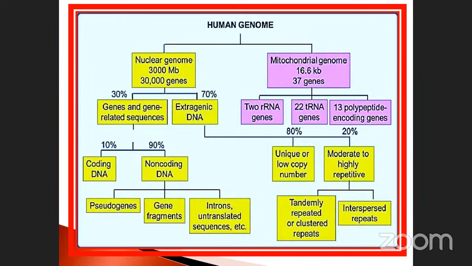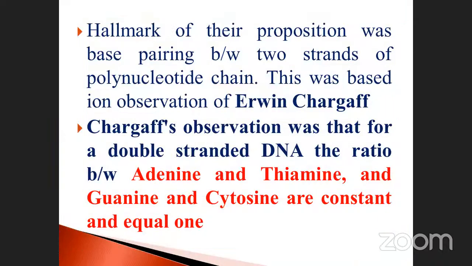The nuclear genome is also divided into genes and extra-genic regions. Genes are coding and non-coding. Which one is coding? Protein, amino acids, hormones, like that. About 90% is non-coding substance, and the coding substance is only 10%. Okay, this is very, very important. Don't forget, my dear students. This is a very important question.